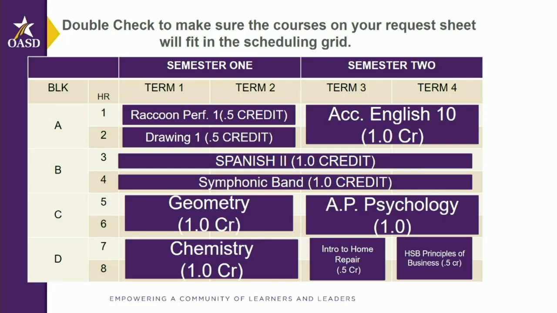Please double check that the courses that you are adding are going to work together in a scheduling grid. So what you kind of see up here is a sophomore schedule. So this student made sure that all of these skinnies and all of the blocks are going to work together and there's not any holes in your schedule.